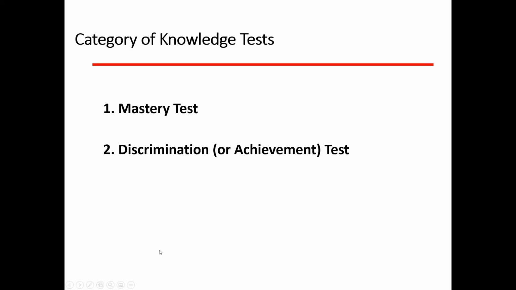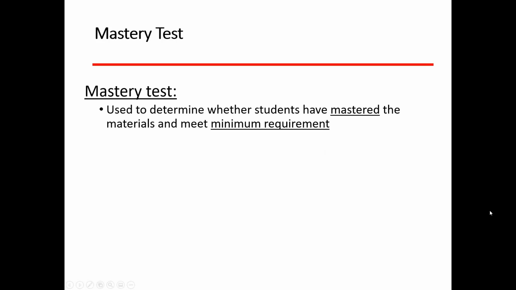When we go into these different knowledge-based tests, we have a mastery test and a discrimination or achievement-based test. So these are slightly different, and we use them for different requirements when we have different pieces that we need to know about someone's knowledge. Okay, so for a mastery test, this is used as kind of a minimum requirement test, or to show that you have enough knowledge to fit a criteria.